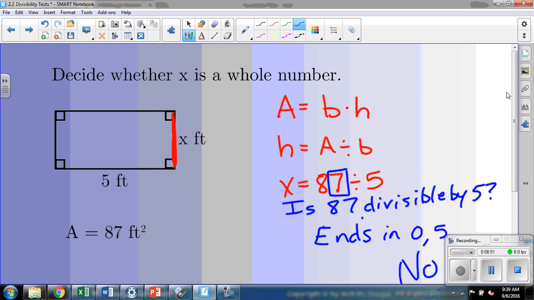Overall, we know that x is not a whole number because 87 is not divisible by 5. Our directions are not asking us to figure out what number x actually is. Right now, we don't care about that. We just want to know, yes or no, does it fit perfectly? That's all.